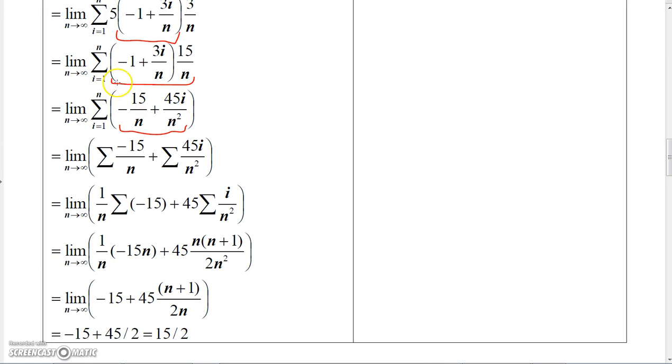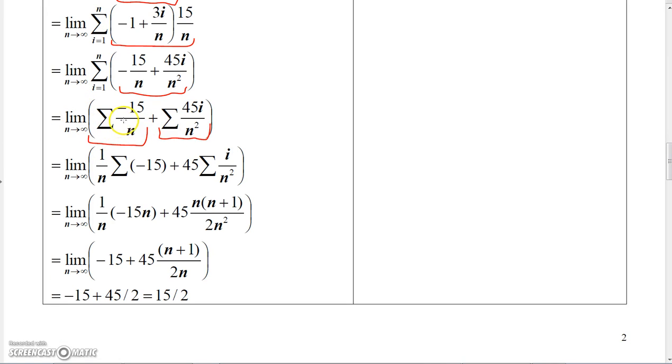And now we need to sum this as i goes from 1 to n. Well, I know this sum can be broken up into two terms, so we'll sum 15 over n and we'll sum 45i over n squared. I left the indexes off just to make it easier to write. But we know we're going from 1 to n. So now I can factor the 1 over n out of this sum, and I can factor the 45 out of this sum. Actually, I could have factored the 45 over n squared out, I guess.